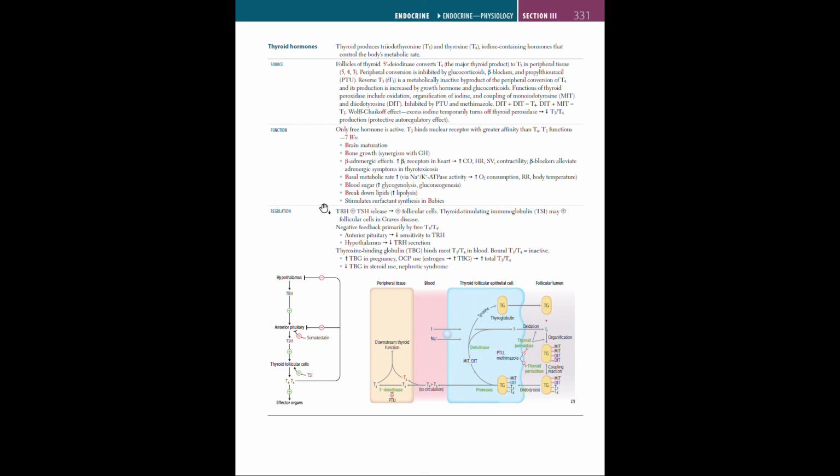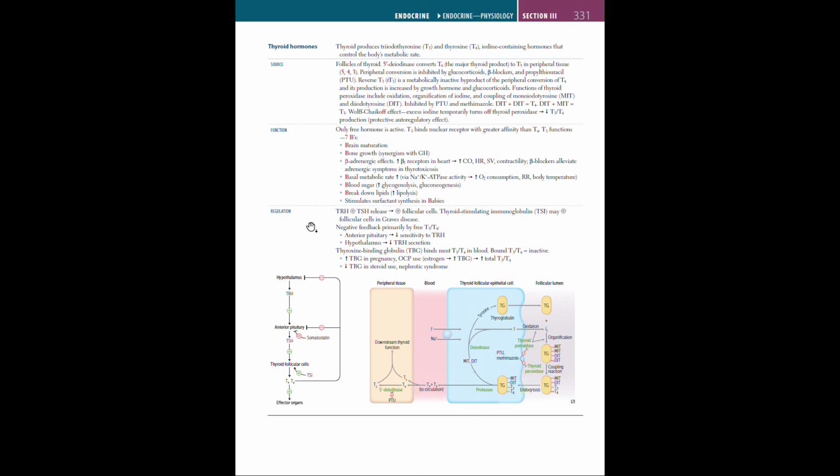Blood sugar increase in glycogenolysis and gluconeogenesis. Breakdown lipids causes increase in lipolysis. Stimulates surfactant synthesis in babies.